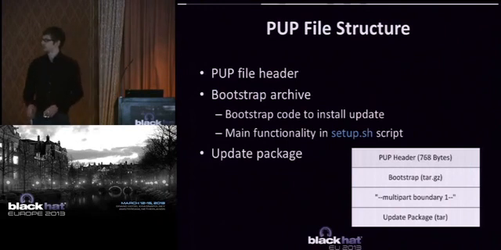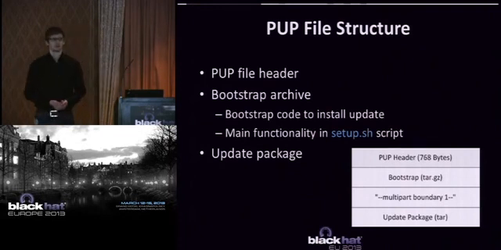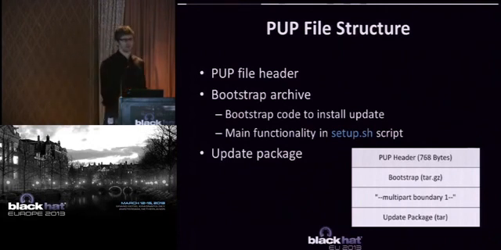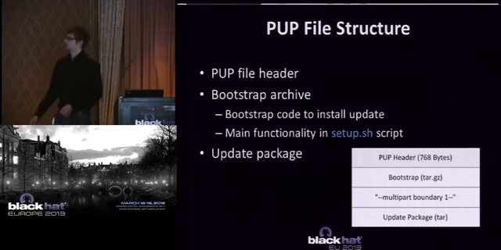The more interesting part is the update package at the end, which is the archive which contains all the files which are updated. So if you don't have system level access to the device, this is actually the archive where you can find all the files which in theory are also running on the device. In the next step, we wanted to find out the exact format of the pub header.